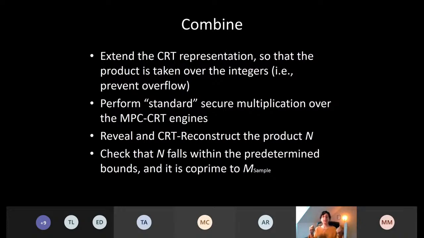So first we extend so that we don't have overflows. Then over this extended CRT representation, we do the standard secure MPC multiplication, and then we open the result. And by checking that the result falls within the predetermined bounds and is co-prime to M sample, we also guarantee that in the previous step, the sampling, there were no additive errors inserted by the parties.